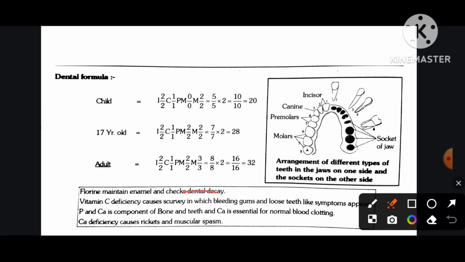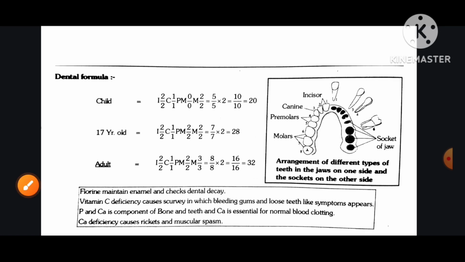Fluorine maintains enamel and checks dental decay. Vitamin C deficiency causes scurvy, in which symptoms like bleeding gums and loose teeth appear. Phosphorus and calcium are components of bone and teeth, and calcium is essential for normal blood clotting. Calcium deficiency causes rickets and muscular spasm.